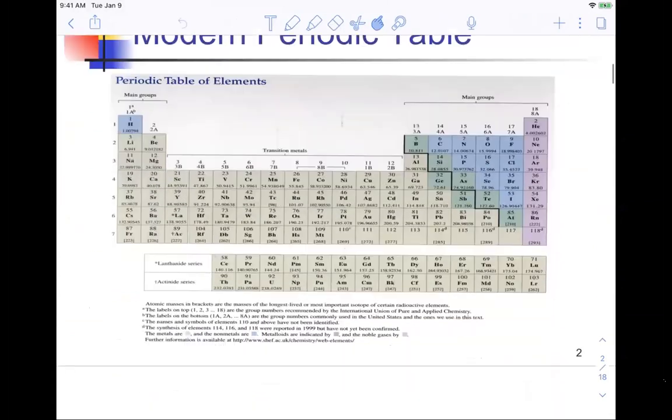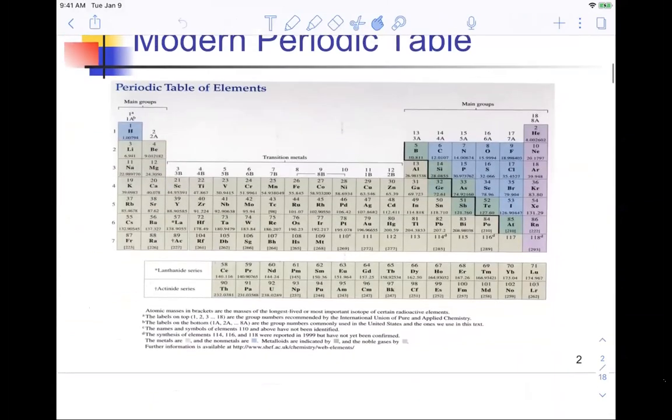So this is the modern periodic table of the elements. And again, on the exam, or yep, it's still January 9th.